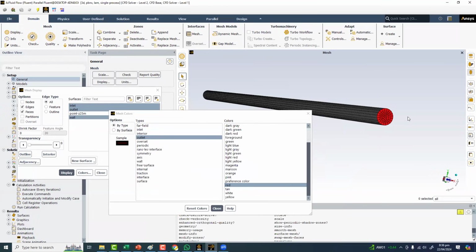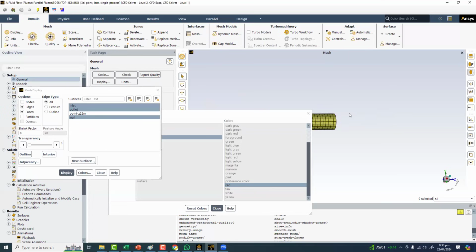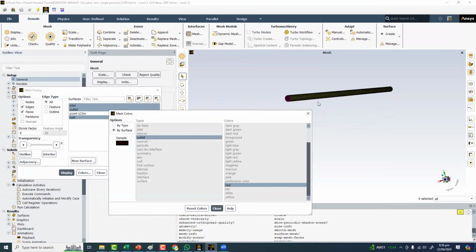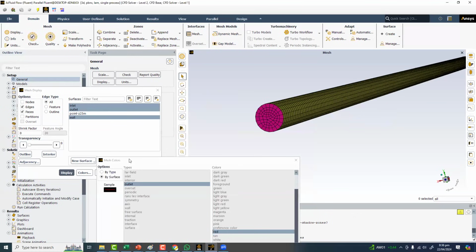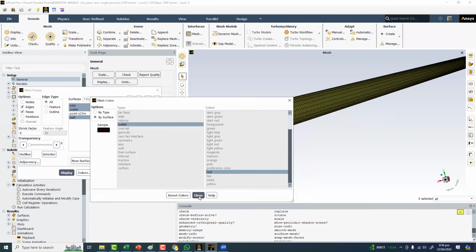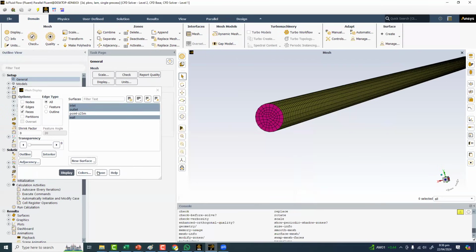And the second option is based on the surfaces. If there are 10 outlets, they will all have the red color. But with surfaces, every surface has its own ID. So based on that ID, you can have different colors. Imagine there are 20 surfaces there. All these surfaces will have different colors, and these are random colors basically. So this is one way that you can display the colors, by type and by surface.